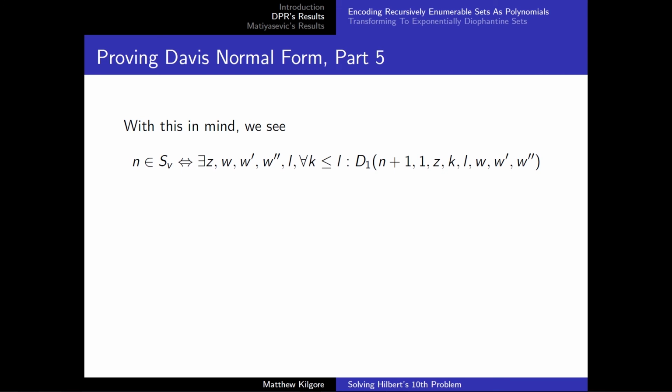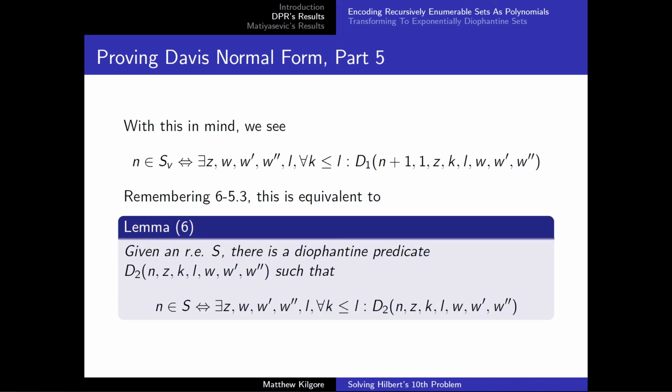Now, if that was starting to look a bit like Davis' normal form, you'd be correct. It's only a simple step to turn this into numbers being within the set of integers generated by V. We simply substitute in the necessary values for X, Y, and Z. Applying the new theorem 653, this turns the result into the following lemma.